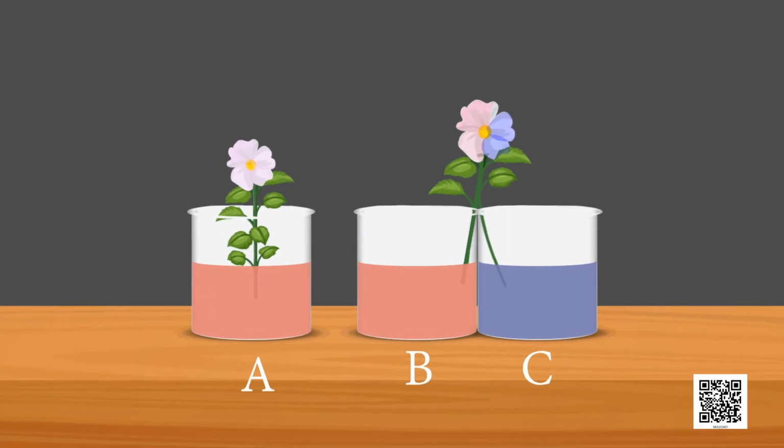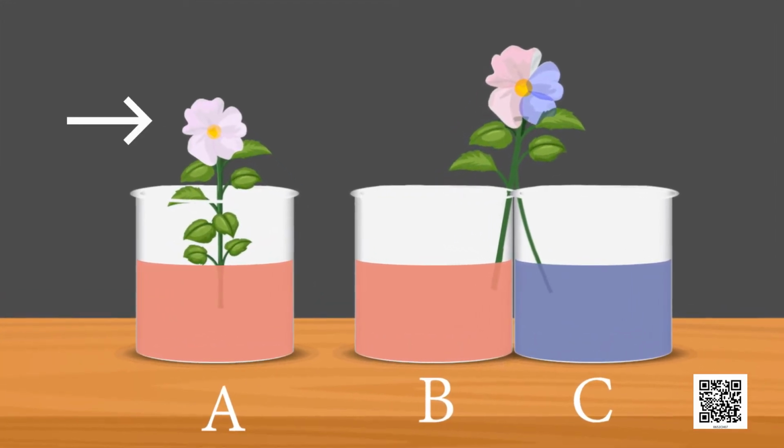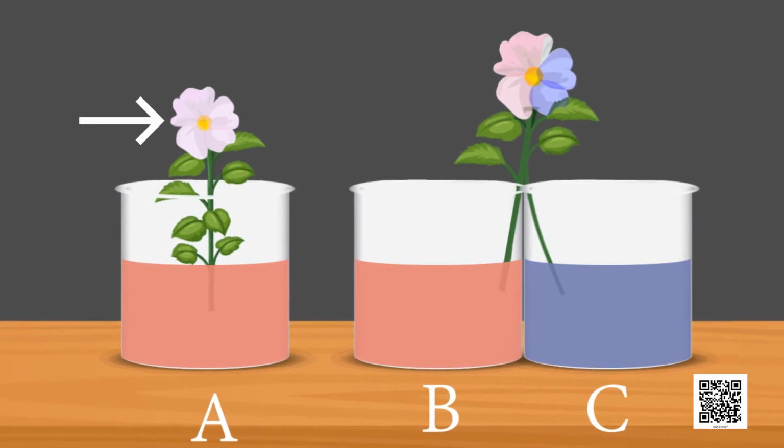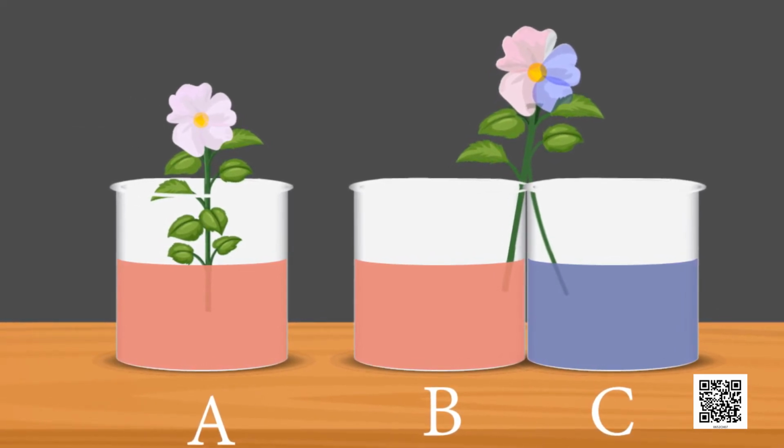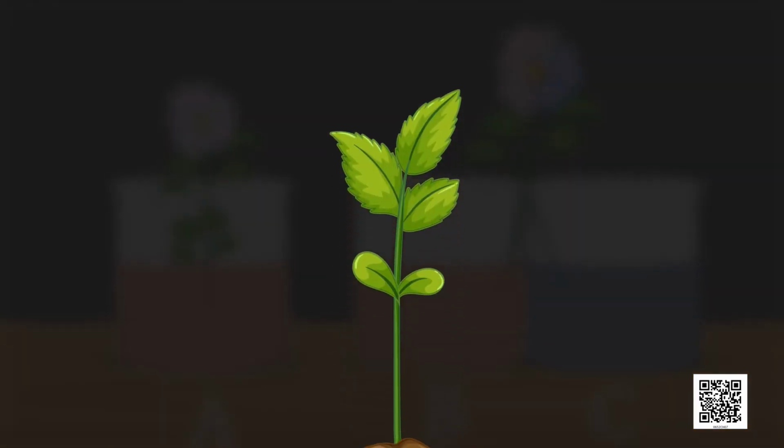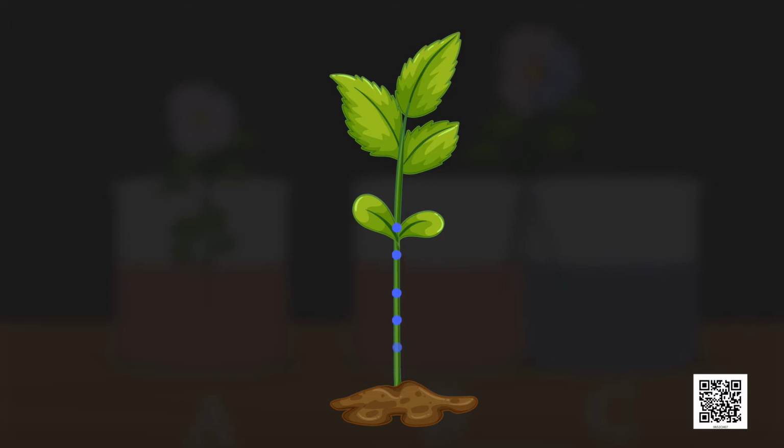We see that the flower in glass A turns red and the flower in glass B and C turns half red and half blue. From this activity, we see that water moves up the stem. In other words, stem conducts water. Minerals dissolved in water also move up in the stem along with the water. The water and minerals go to leaves and other plant parts attached to the stem through narrow tubes inside the stem.